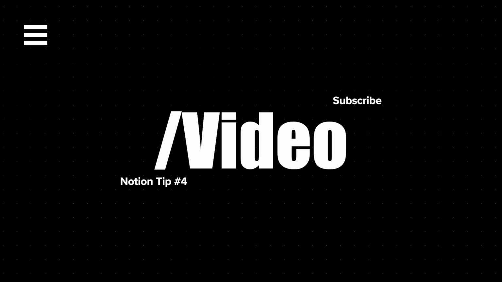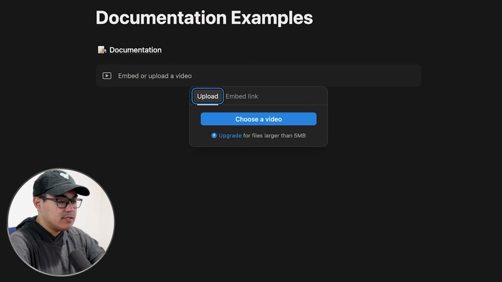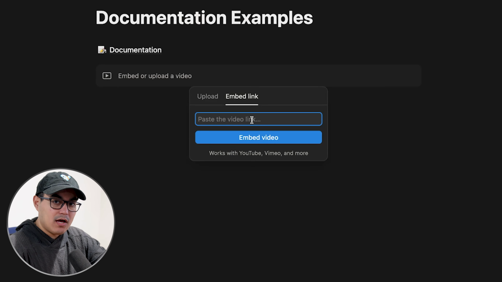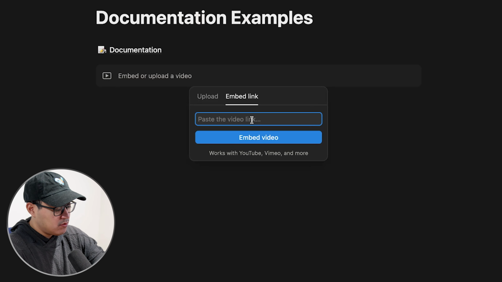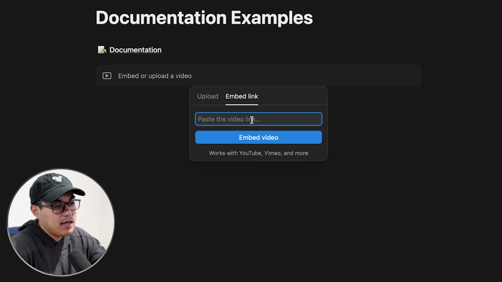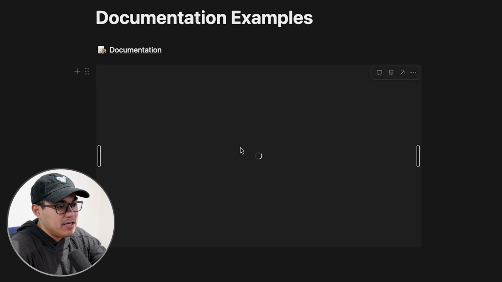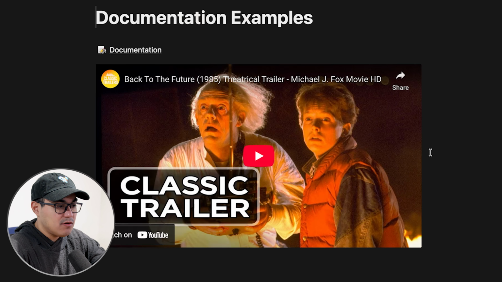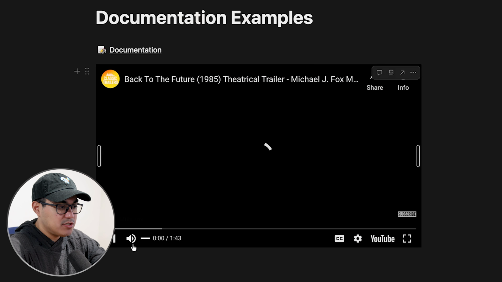Now /video is actually pretty handy. If I do this, you can see that I am allowed to upload a video that is not larger than 5 megabytes unless I pay, or I can embed a link to a video. For example, if I have a YouTube link, which I normally use YouTube for 99% of my life, and I embed this, you will get a trailer to Back to the Future right here. And the cool thing is that this is embedded into the page itself, so I am able to watch it straight through here.